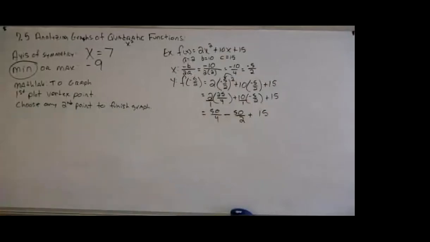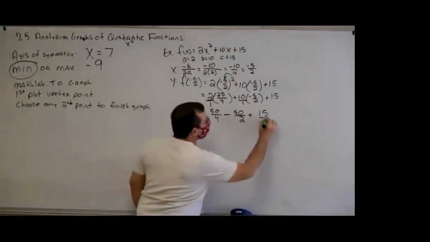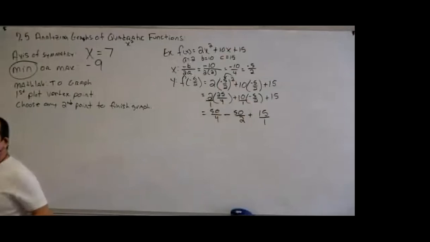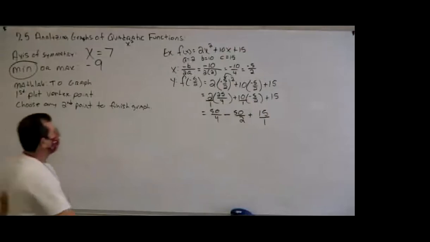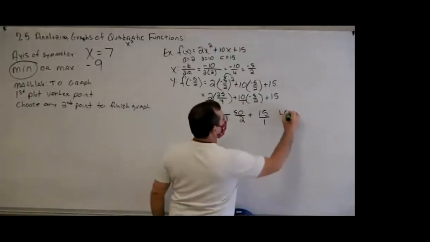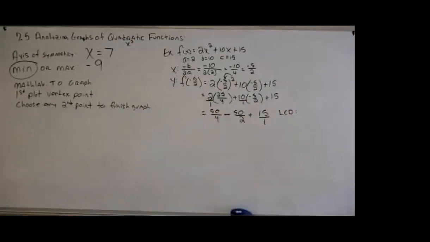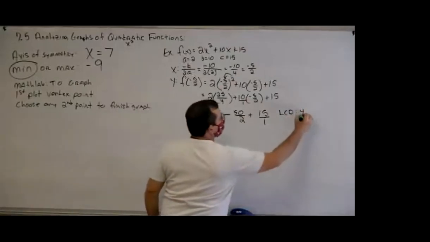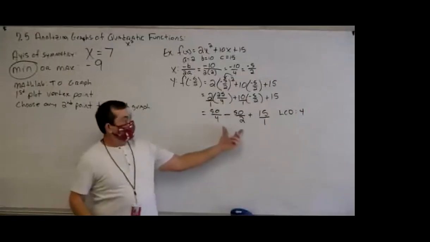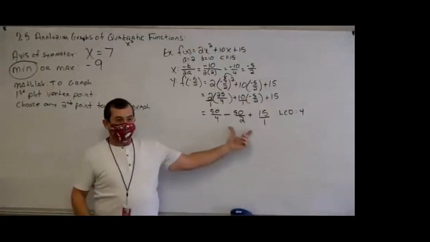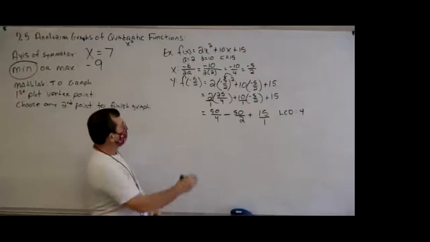So now probably the hardest part is adding these fractions. So what I'm going to do is put me a 1 under the 15 to make it look like a fraction. So to add a fraction, I need one thing. I need a common denominator. So between a 4, a 2, and a 1, what's your common denominator? It's got to be the 4. So my goal is to turn all fractions to have a 4 on the bottom, okay? Well, that's good, right? So bring it down.